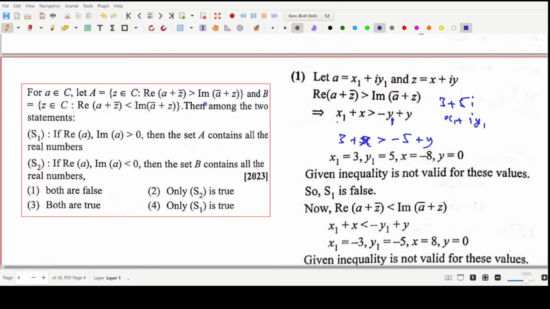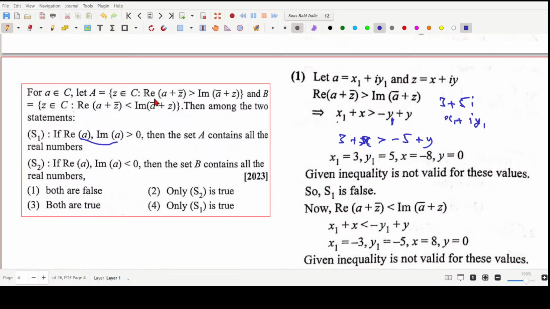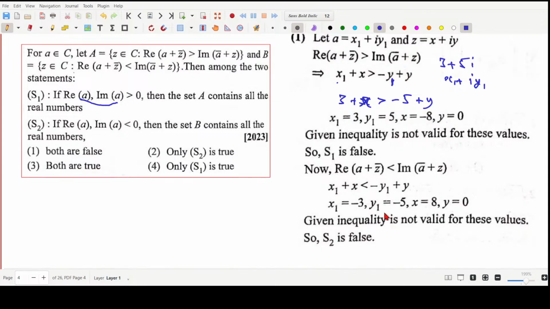And this y has to be 0 because that is what he is saying, all real numbers. If y is 0, then also we will be able to figure out some x where this condition is not satisfied, right? Understood? Basically we are trying to take some example of a, using this condition, and trying to figure out some z which will not fall in this. Similarly, this one also.